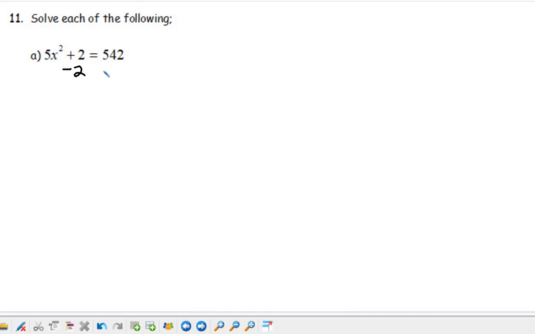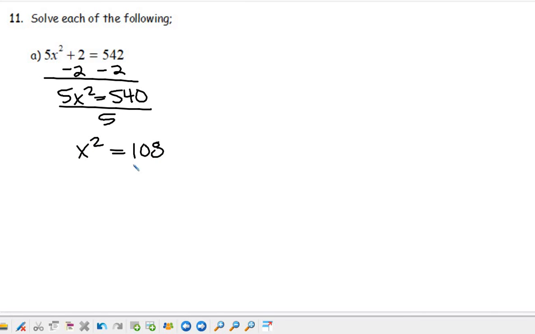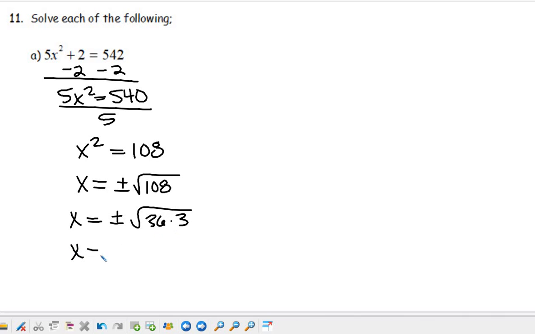So I'm going to isolate x squared and use the square root property. So I have 5x squared is equal to 540. Divide by 5. So x squared is equal to 108. So x is equal to plus or minus the square root of 108. So 108 is not a perfect square, but it contains a perfect square of 36. So I have x is equal to plus or minus 6 square root of 3. Make sure that your plus or minus is out front and it doesn't become 6 plus or minus the square root of 3. Okay? Notation is very important.